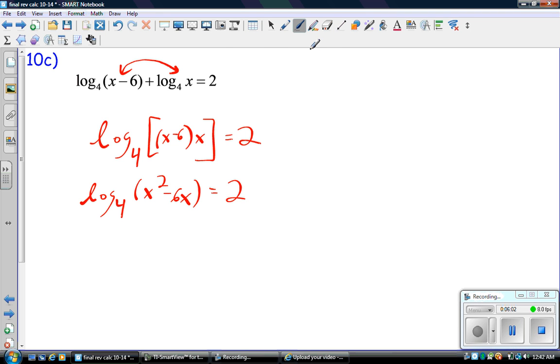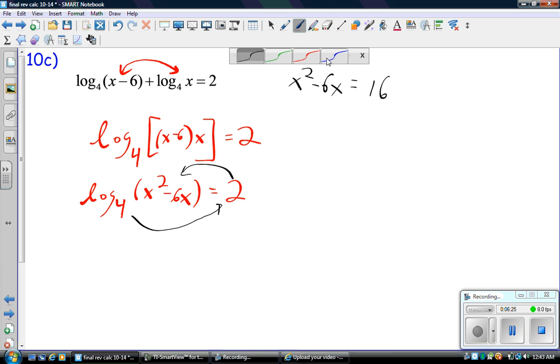Well, what I'm going to do is do the actual log. Remember, this really means in exponential form, 4 squared equals that. So 4 squared equals x squared minus 6x. So x squared minus 6x equals, again, 4 squared, which is 16. This I can solve if I just move this over. x squared minus 6x minus 16 equals 0.